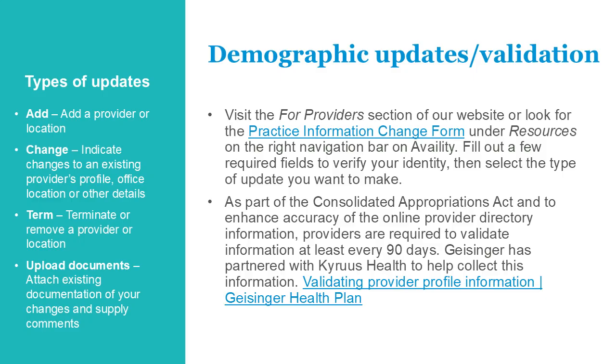Also, as part of the Consolidated Appropriations Act, and to improve the accuracy of provider directory information, group health plans and health insurance issuers offering group and/or individual health insurance coverage are required to validate information included in provider directories at least every 90 days. Geisinger Health Plan has partnered with Kairos Health to assist in the collection of this information.